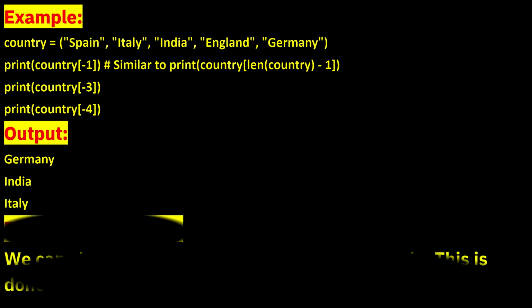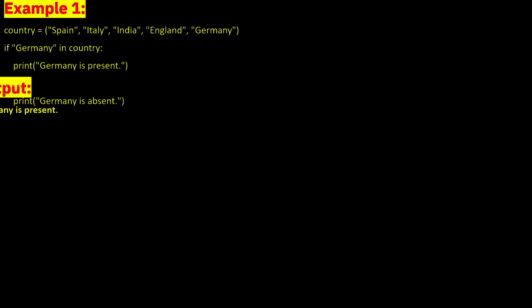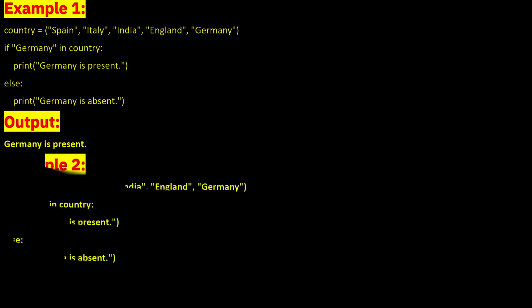3. Check for item. We can check if a given item is present in the tuple. This is done using the in keyword. Example 1. country = ("Spain", "Italy", "India", "England", "Germany"). If "Germany" in country: print("Germany is present"), else: print("Germany is absent"). Output: Germany is present.